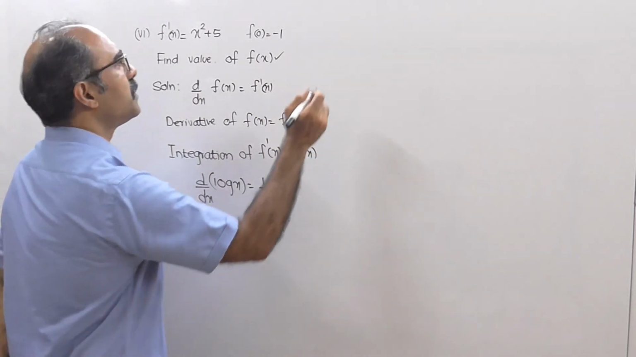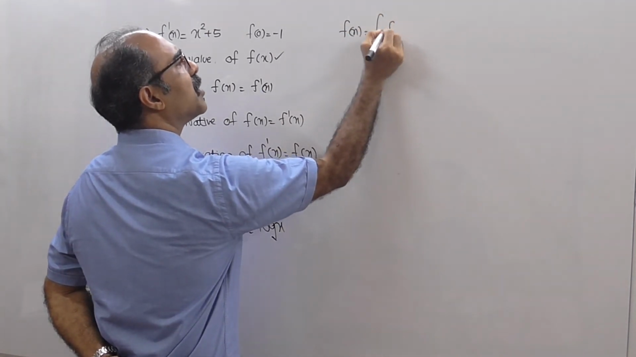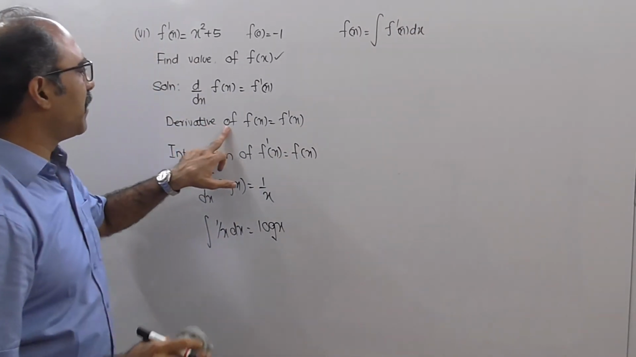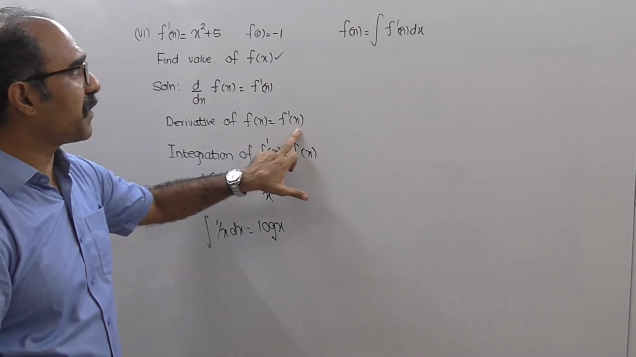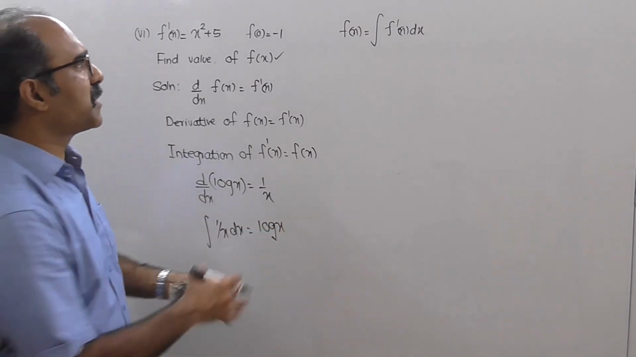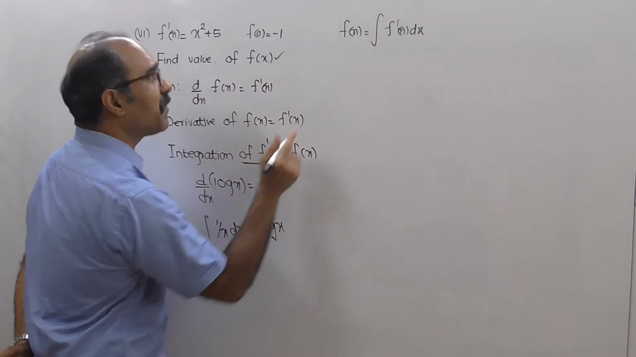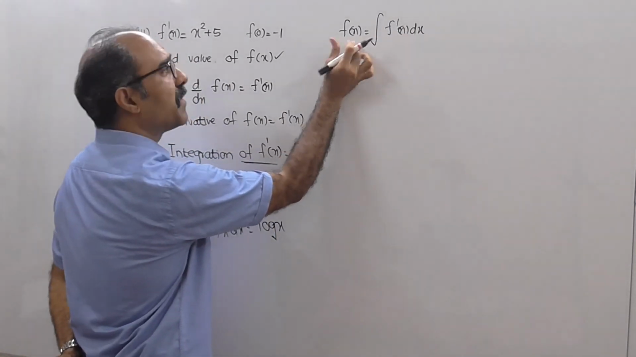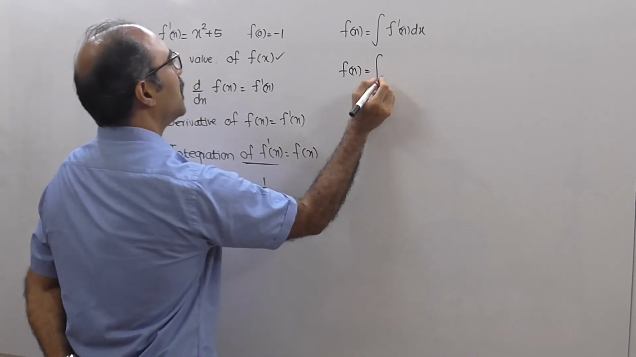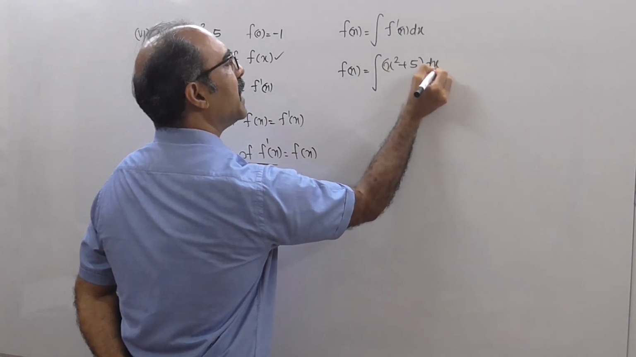So using this rule, I want to find f of x. So f of x will be nothing but integration of f dash of x. See, f of x का derivative मारेगा तो f dash of x मिलेगा. f dash of x का integration मारेगा तो f of x मिलेगा. वही लिखा मैंने. Derivative of f of x is f dash of x. Integration of f dash of x, I think it is equal to f of x. So f of x will be equal to integration f dash of x, which is x square plus 5 dx.